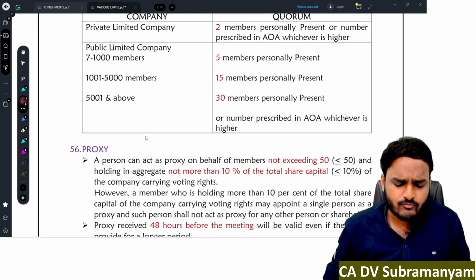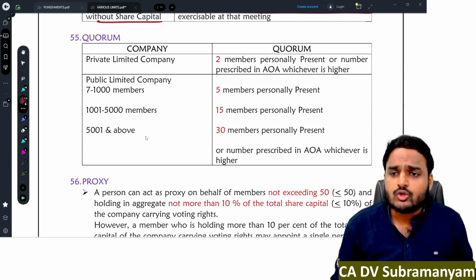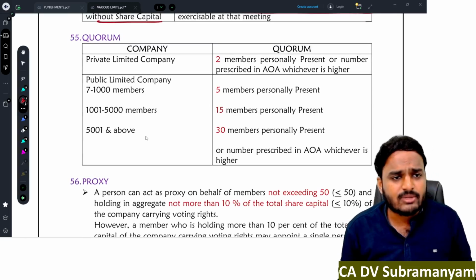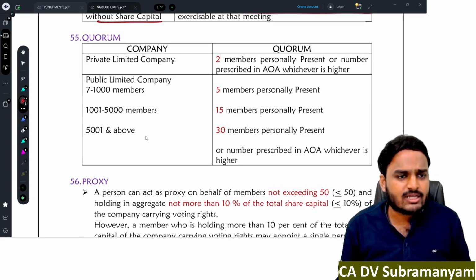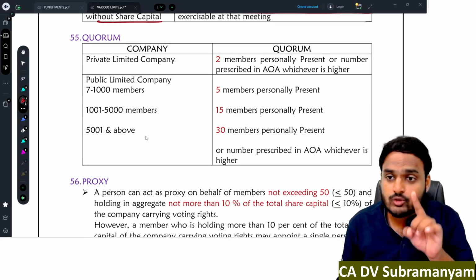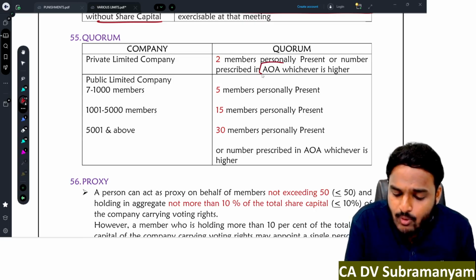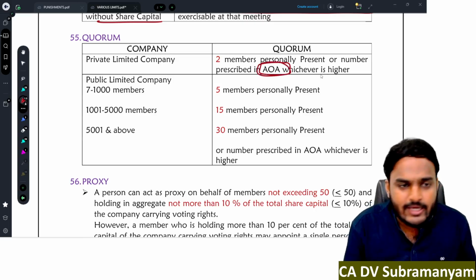Next, quorum, very simple. Private limited company, 2 members personally present. Public limited company, 5, 15, 30. Wrong. You need to remember one more point, that is the number mentioned in AOA.